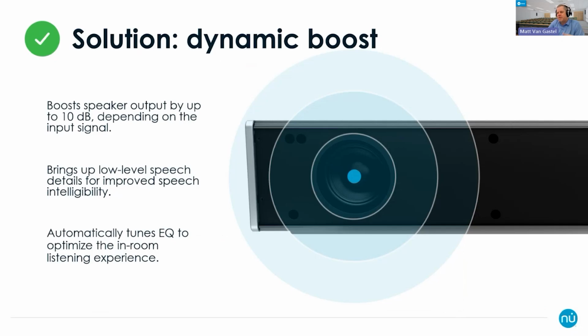The dynamic boost feature is going to boost speaker output by up to about 10 dB. Now, this does depend on the input signal, but ultimately you should be able to bring that overall volume up quite a bit. This will bring up low-level speech details for improved speech intelligibility in the room. Everybody in the room can hear better. Automatically tune the EQ to optimize the in-room listening experience. So overall, just going to improve things. If it's a little noisy in that room, let's just turn things up and make it so everybody can hear a bit better.